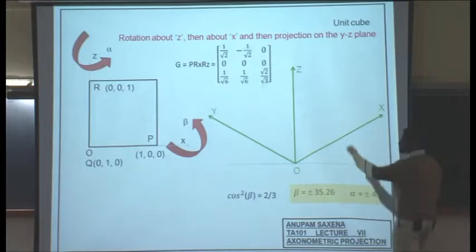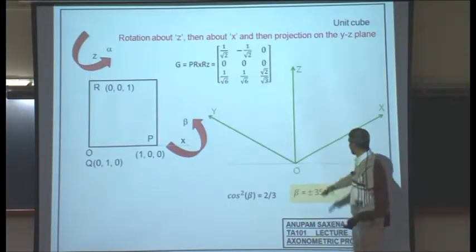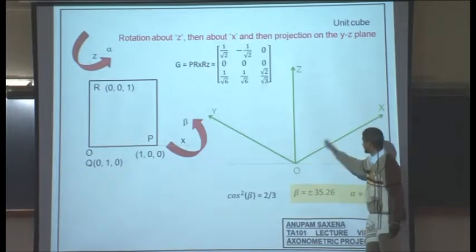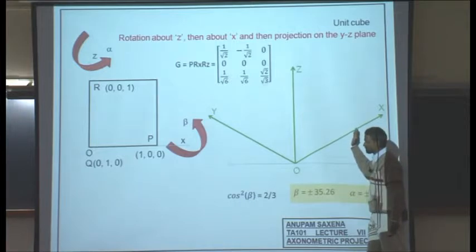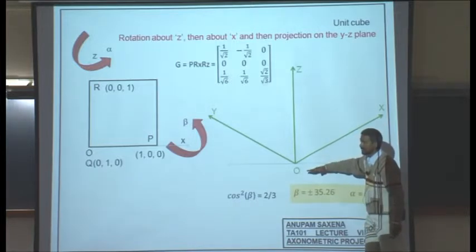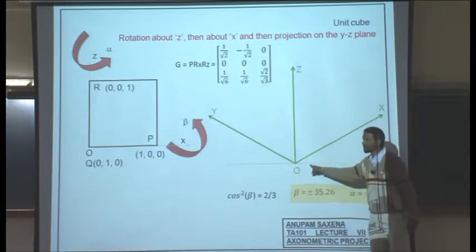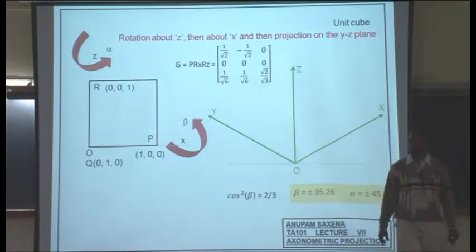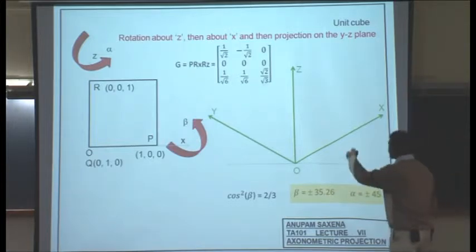Okay? So the x coordinate is 1 over root 2. The z coordinate is 1 over root 6. This is 1 over root 2. This is 1 over root 6. So this over this is what? Tan of this angle, which is what? You can work out the same for q.